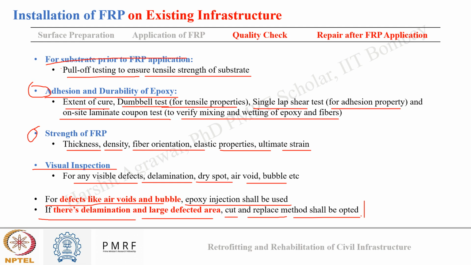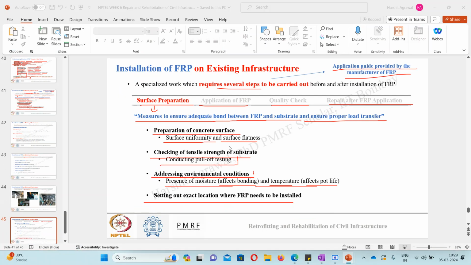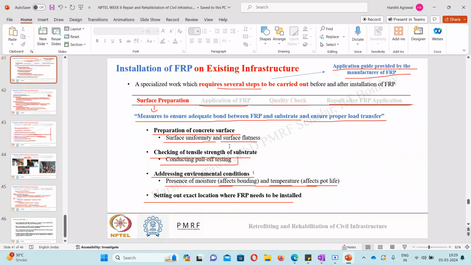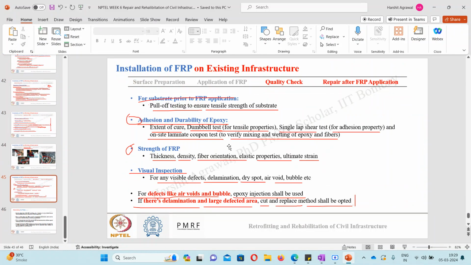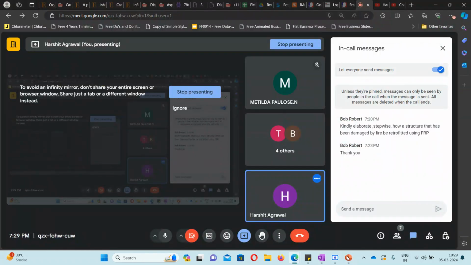Any doubt in this last part of how FRP is installed on site, installation of FRP on existing structure? Any doubt in this part? Any doubt in the previous part also, how we decide whether to go for strengthening or not, and how we decide for FRP?